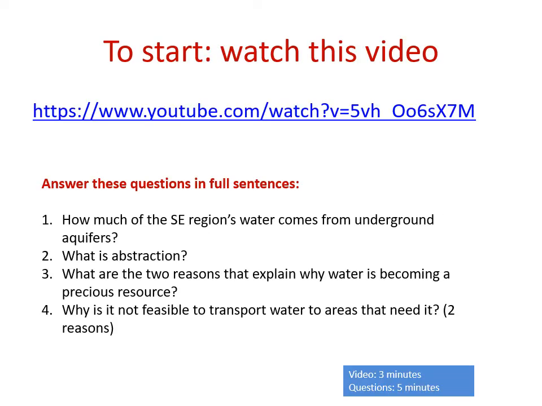Okay, to begin with, could you watch this video? And you've got 4 questions to answer in full sentences. So for example, for question 1, how much of the southeast region's water comes from underground aquifers? You're going to say how much, and then you're going to write this much of the southeast region's water comes from underground aquifers, full stop. So make sure they are full sentences to make it clear for you in the future and be able to revise from these statements. Pause the video now and get watching that other video.